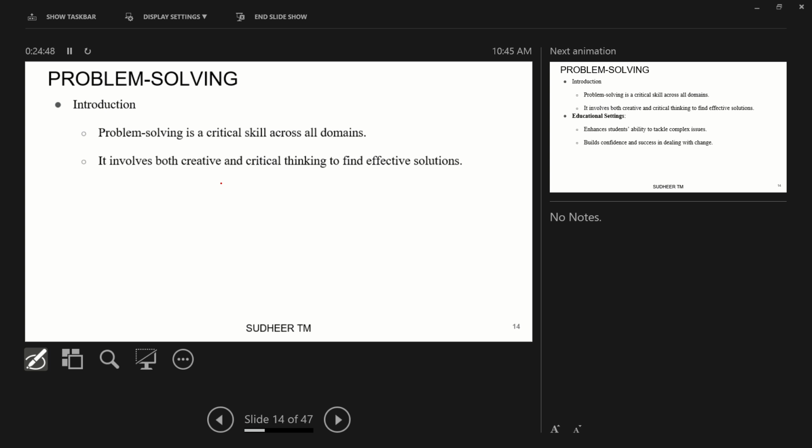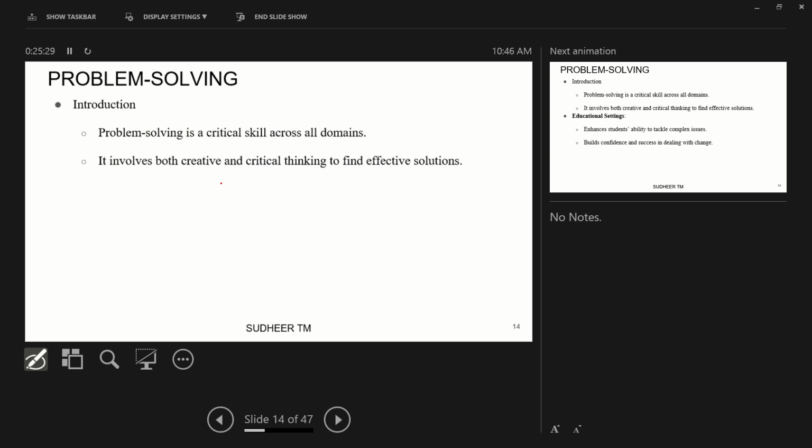it's a critical skill across all domains, not only for the engineering side. Problem solving is a challenging situation that can come in all the matters and all the cases around us that we face. So our aim is, as we discussed, our goal is to solve the problems. So it is a critical skill. It's a skill, not something that can just be learned. So it involves both creative and critical thinking to find effective solutions. So this is in our syllabus. The syllabus starts with problem solving.